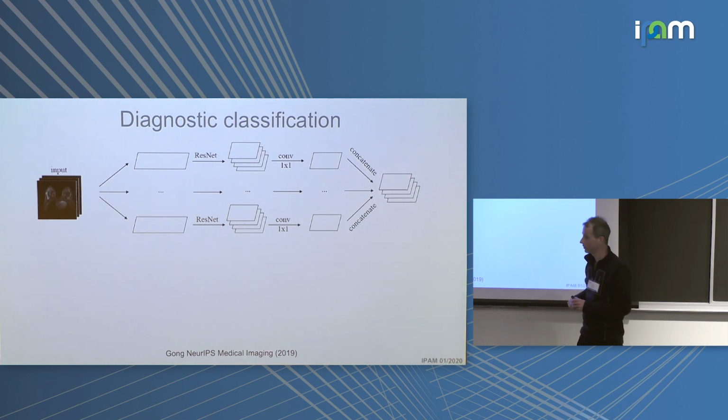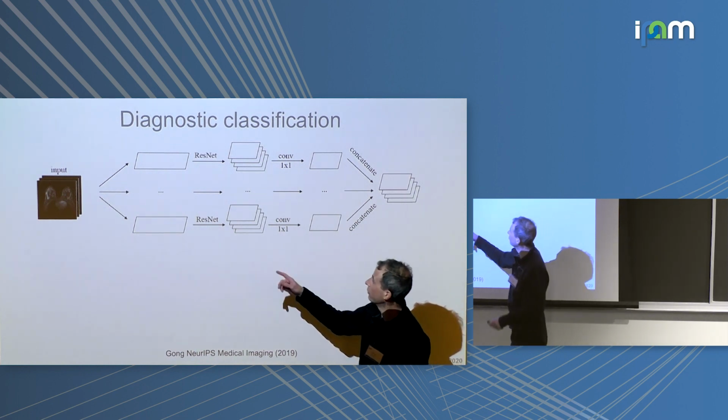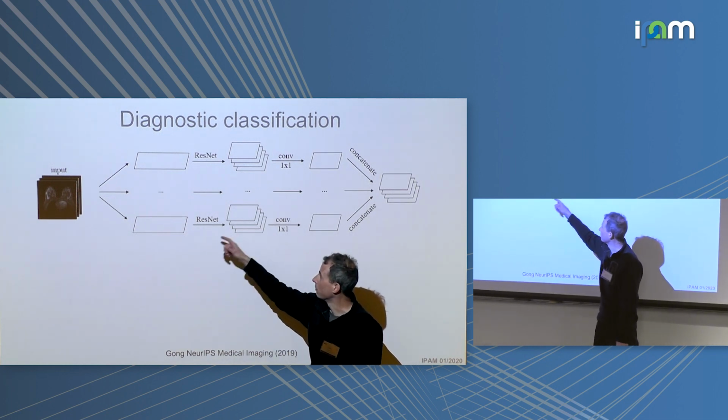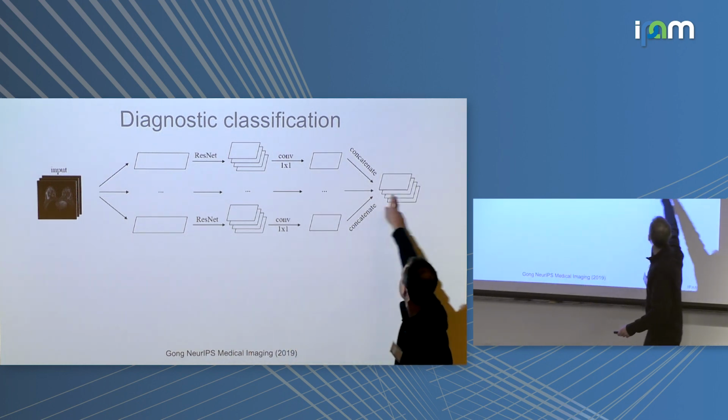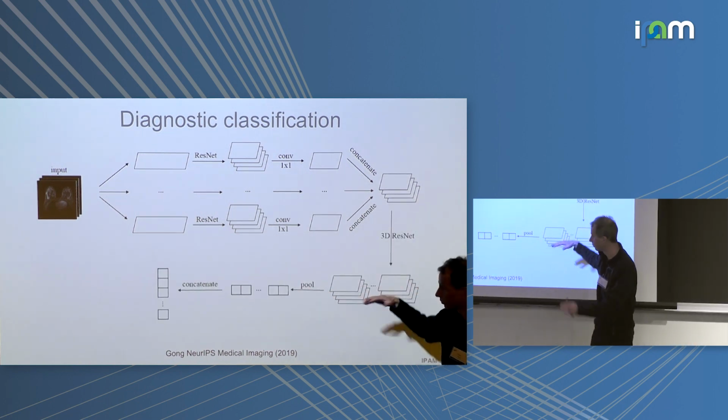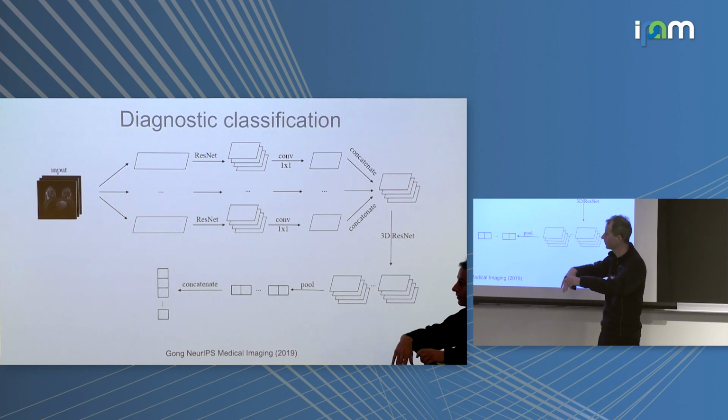Our architecture is pretty straightforward. It's a standard ResNet model. The only thing that we do differently is we use separate ResNet models for the different slices and then concatenate those together, then use another ResNet to pool those features from the different slices together.